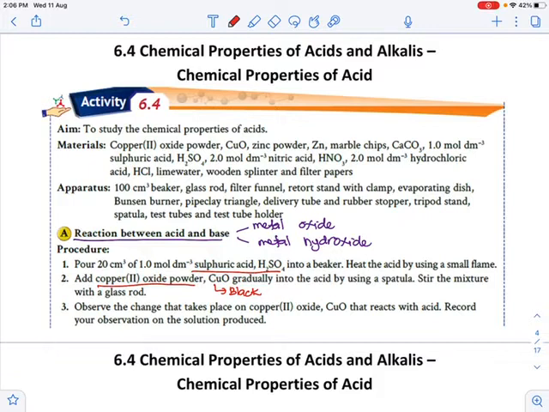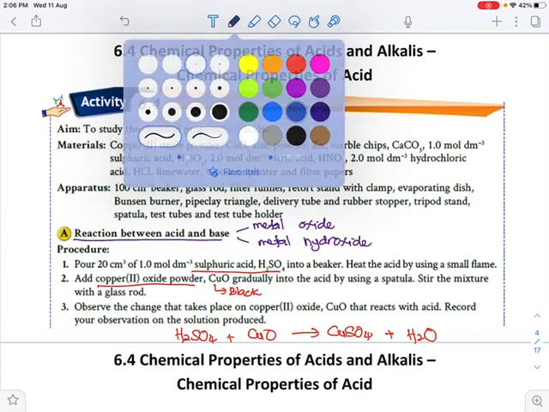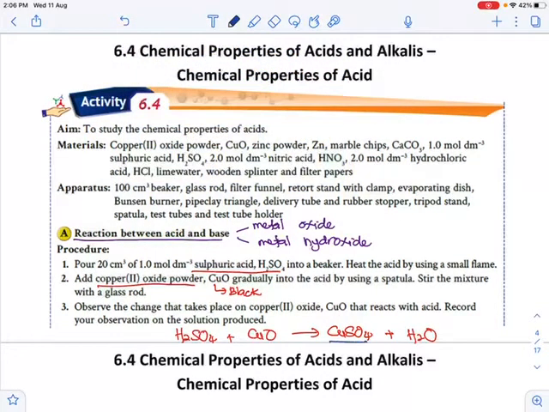So, let's write the chemical equation first. H2SO4 reacts with copper(II) oxide to produce copper(II) sulfate and water. The color of copper(II) sulfate is blue. Why is copper(II) sulfate blue? Because of the presence of copper(II) ions.